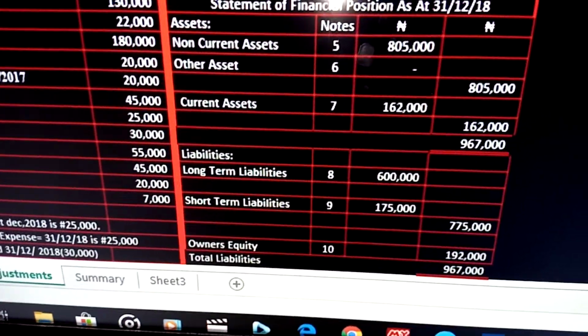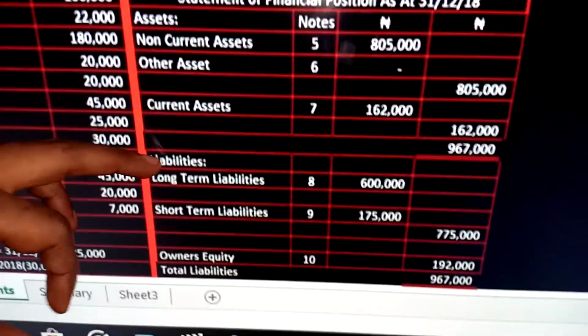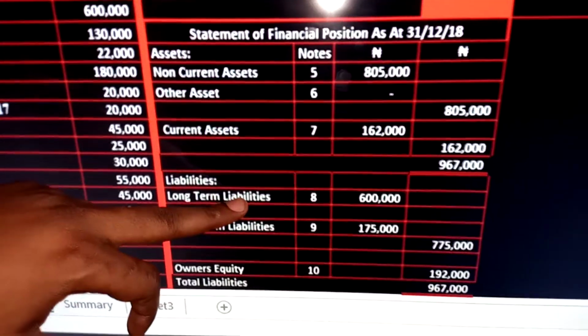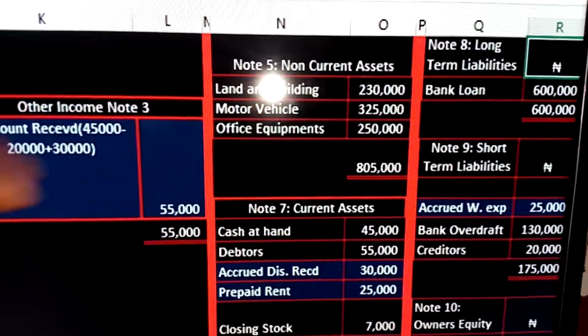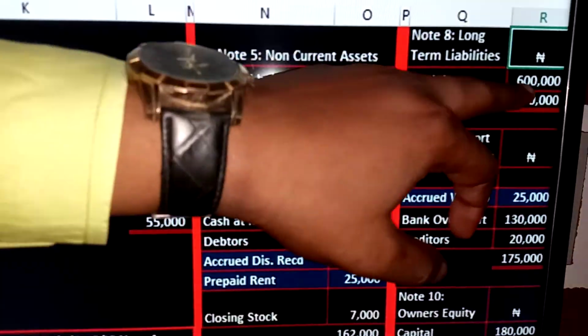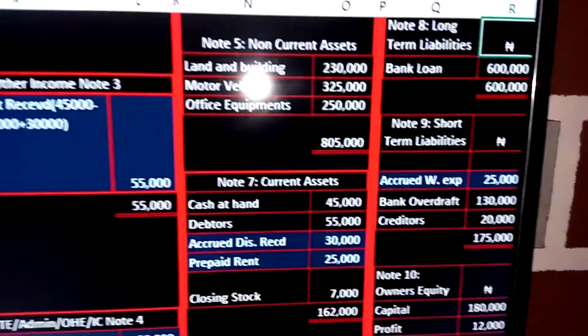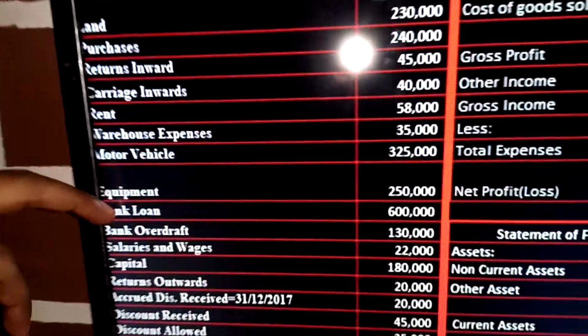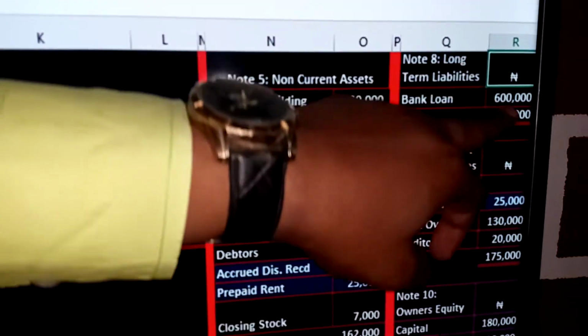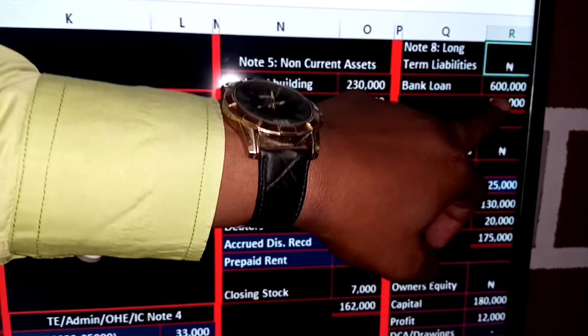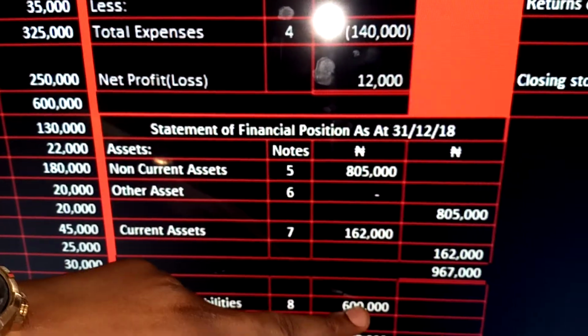The next one now is our liability. So we have long-term liabilities. We have bank loan, 600,000. It's in the question, look at it. That's the only long-term liability. You can have other liability items. So that's what you have here as long-term liability.